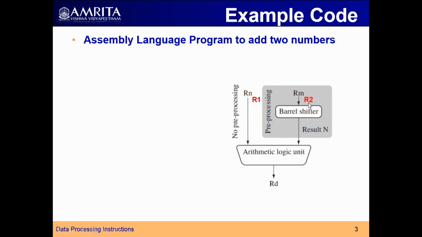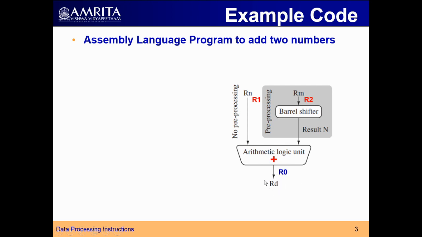Similarly, the ALU will get the second operand from the R2 register. For the time being, I am not using the barrel shifter; I am giving directly to the ALU. And the arithmetic operation, in my case addition, I am going to add the content of R1 and R2. So where will the addition be performed? In the ALU.